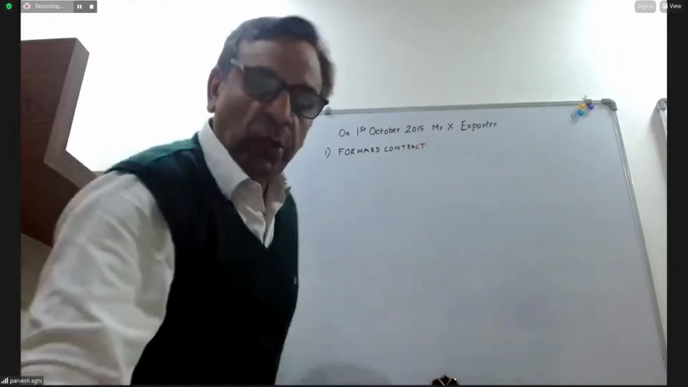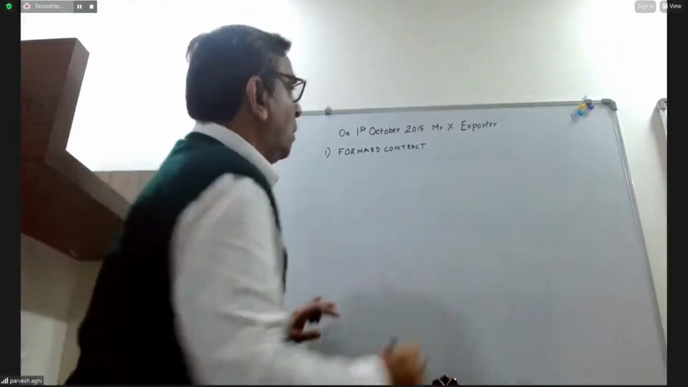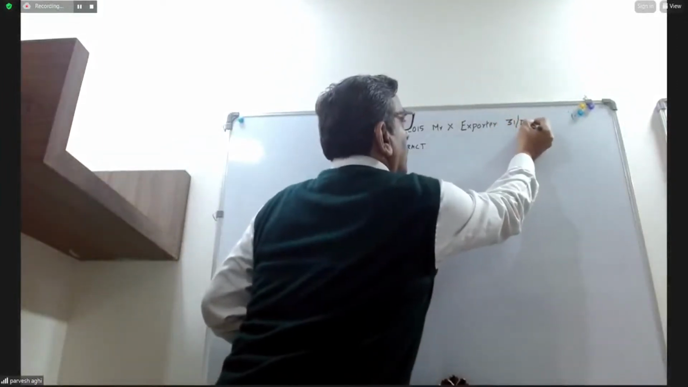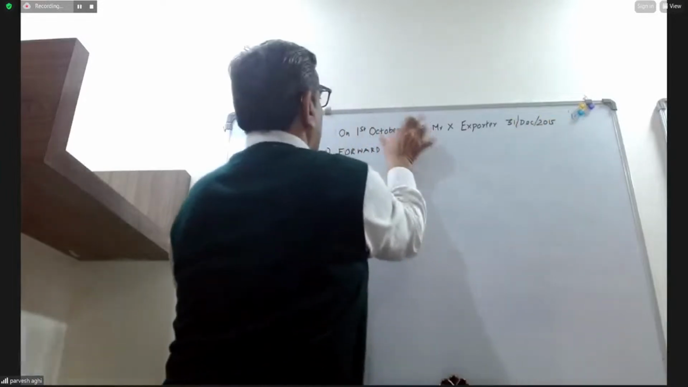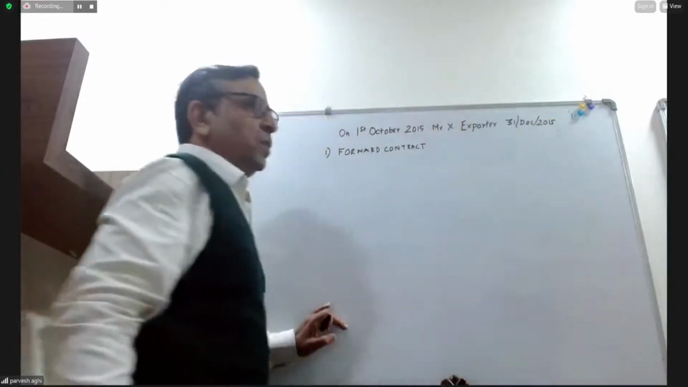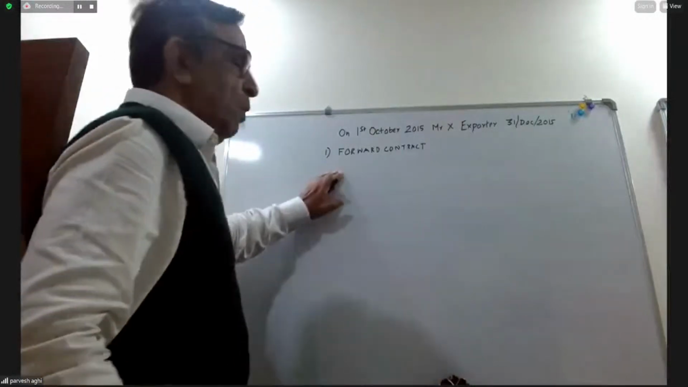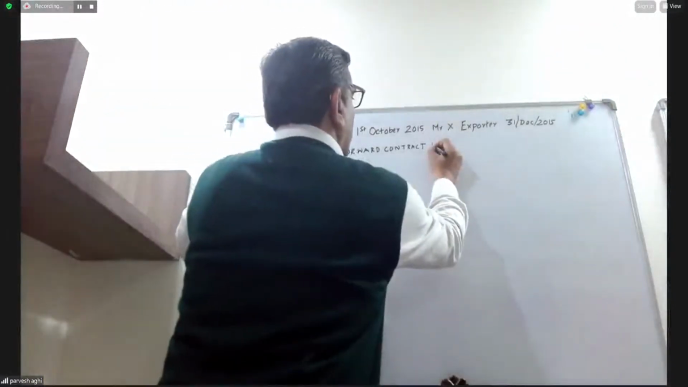Now, it is there in the question that he's going to receive the money on 31st of December 2015. So this is the date. This is today's date, and this is the date on which he is going to receive the money. So the bank is going to enter into a forward contract with the customer.